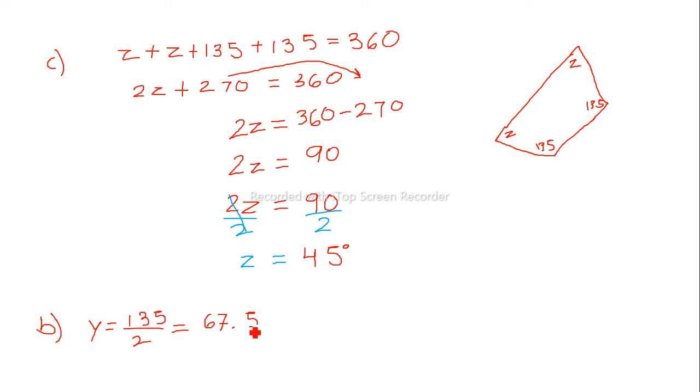Makes sense. Thank you, Ms. Penniman. That's 67.5 because the line cuts the 135 angle directly in half.